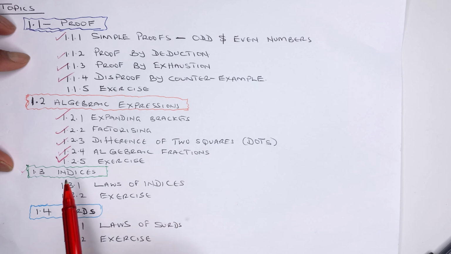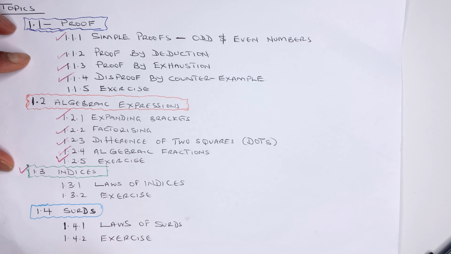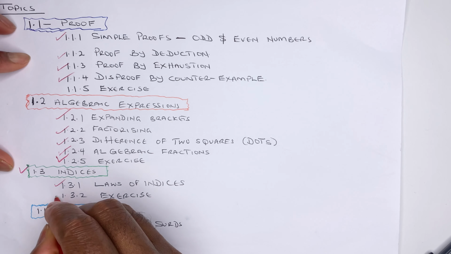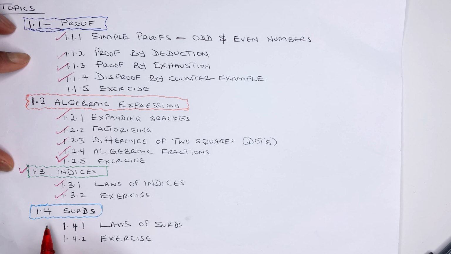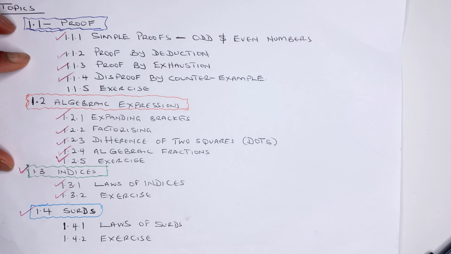Welcome to STEM School. We've done indices 1.3, 1.31, and 1.32. We'll be doing Surds 1.41 and 1.42. We'll be looking at laws of surds and exercises.